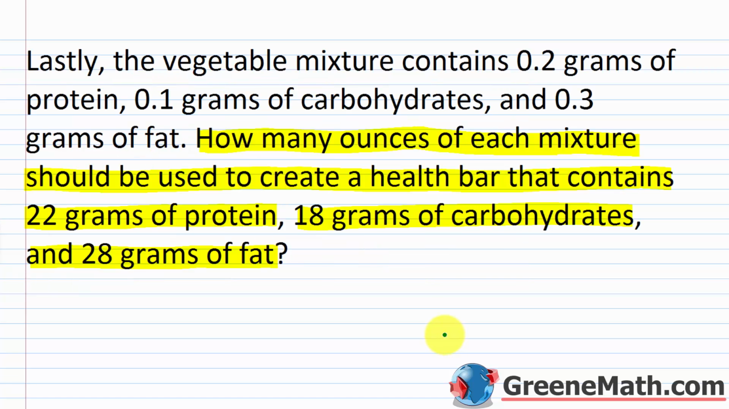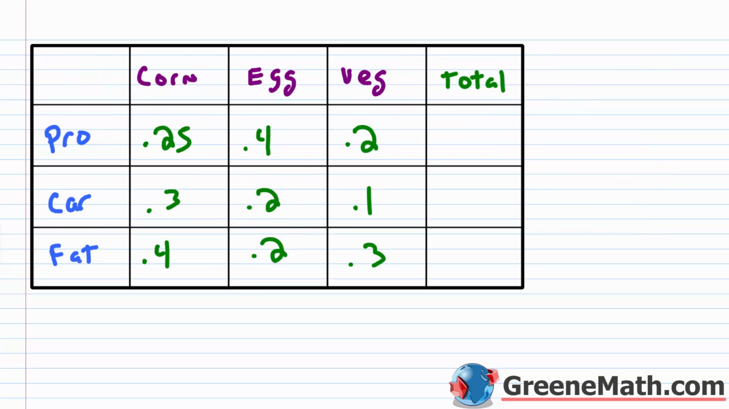If we go back, we see that it needs to be 22 grams of protein, 18 grams of carbohydrates, and 28 grams of fat. So for the total there, for protein, it's going to be 22, just going across. For carbohydrates going across, the total needs to be 18. And for fat going across, the total needs to be 28, okay? So this is how we're going to get our equations, because what we know is that the protein only comes from three sources. It comes from corn, eggs, and vegetables.